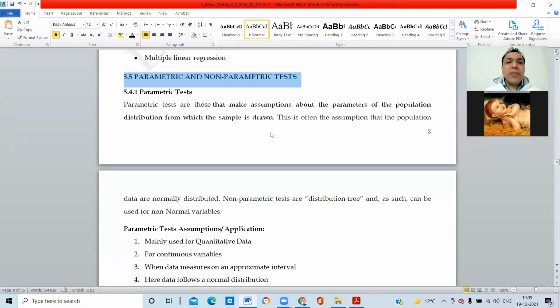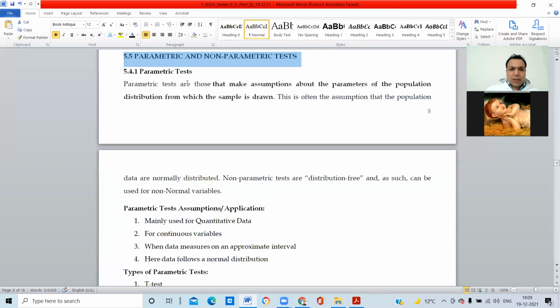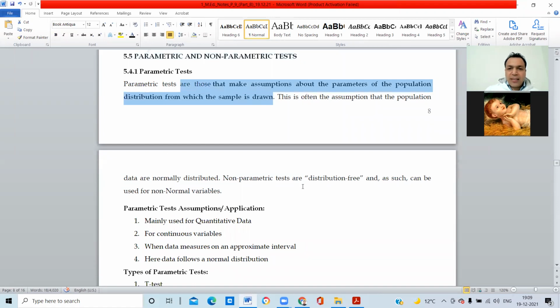For example, we just discussed t-test, ANOVA, Pearson's. These are called parametric tests. Non-parametric we will discuss further. First, what is a parametric test? Parametric tests are those tests that make assumptions about the parameters of the population distribution from which the sample is drawn. Right? Parameter, as the name suggests.